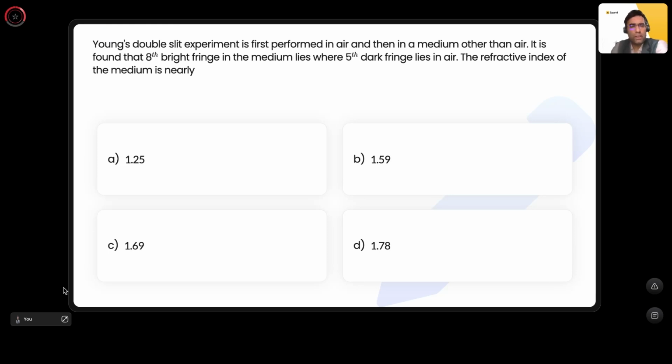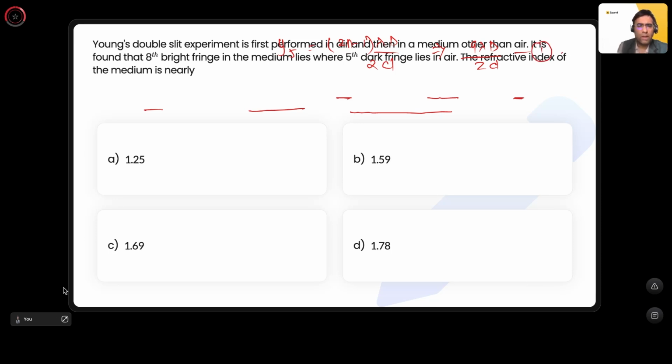Young's double slit experiment is performed in air and then in a medium other than air. It is found that eighth bright fringe of the medium lies where fifth dark fringe lies in the air. So let's see where will be minima, y5. So minima का expression जो होता है वो (2n minus 1) into lambda capital D upon small d, by 2 होता है. ठीक है. तो यहां से हमारे पास n का वैल्यू 5 रख देंगे हम y5. So it will be 9 lambda capital D upon 2d.